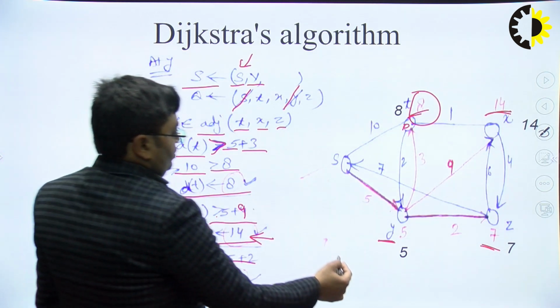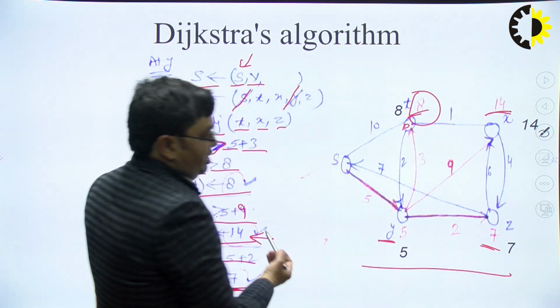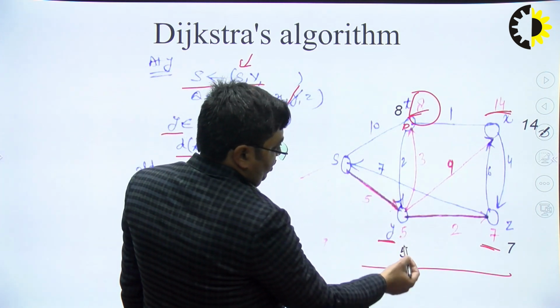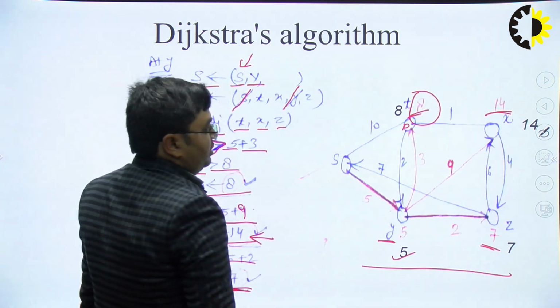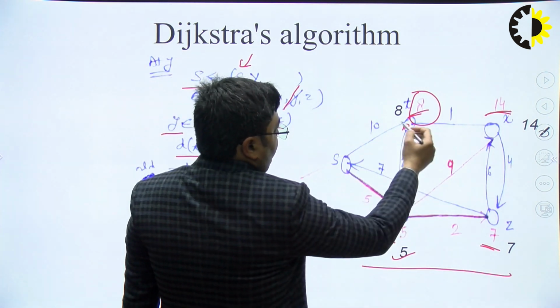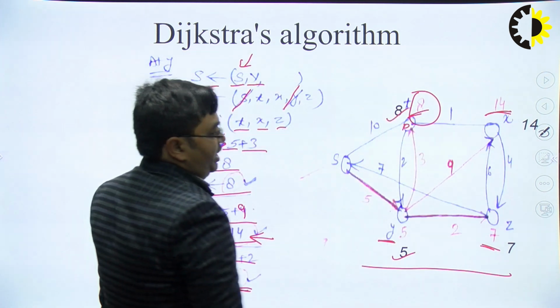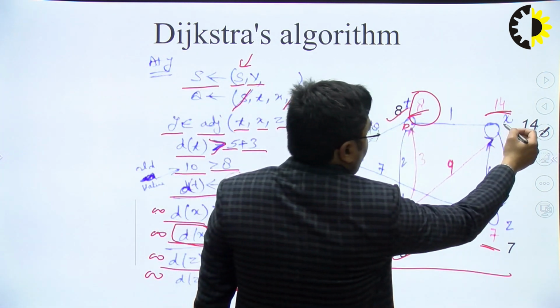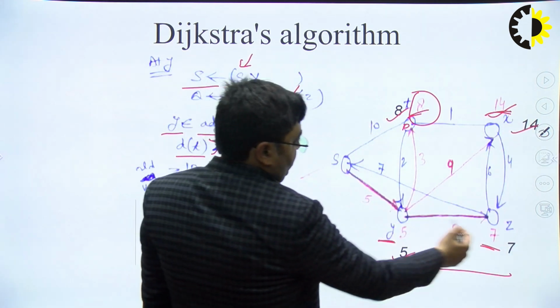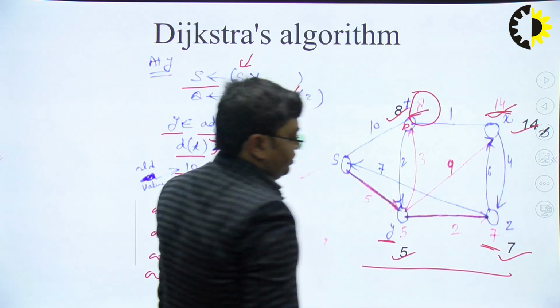So till this step, for reaching the y node we have value 5, for reaching the t node via the y node value 8, for reaching the x node value 14, and for reaching the z node value 7.